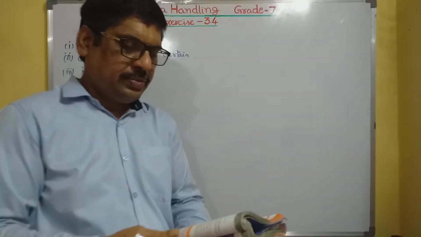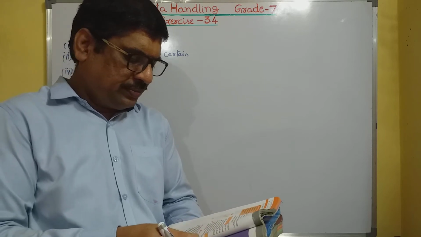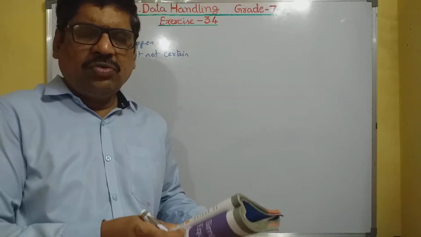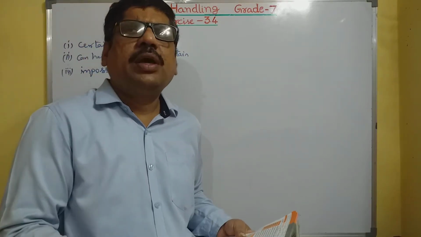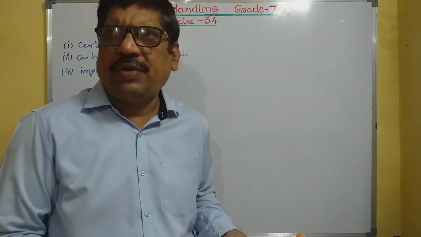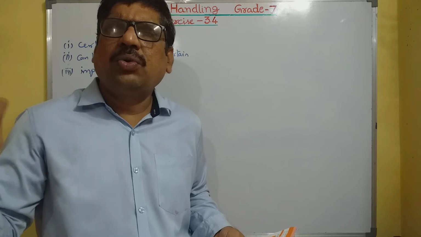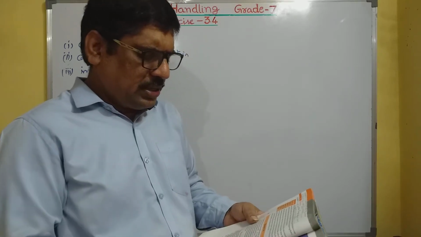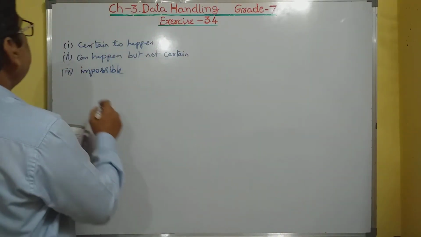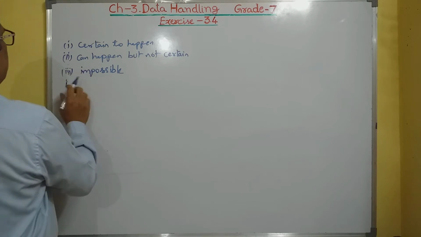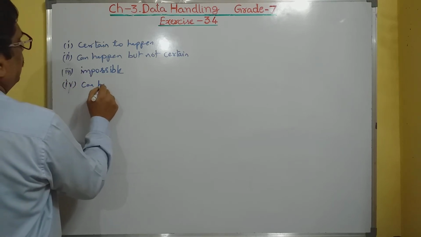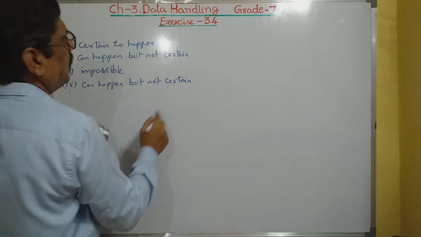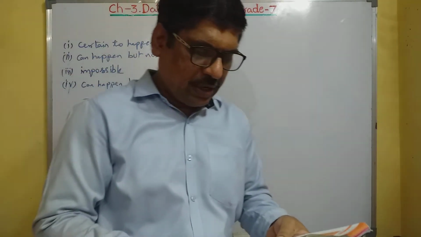Next. The fourth one is given. The next traffic light seen will be green. So how do we say exactly? No. When we are standing on a road, if you look at the traffic light, the next light may go to red color or green color or orange color. We can't tell exactly that it turns out to green. So it can happen but not certain. Okay, clear?